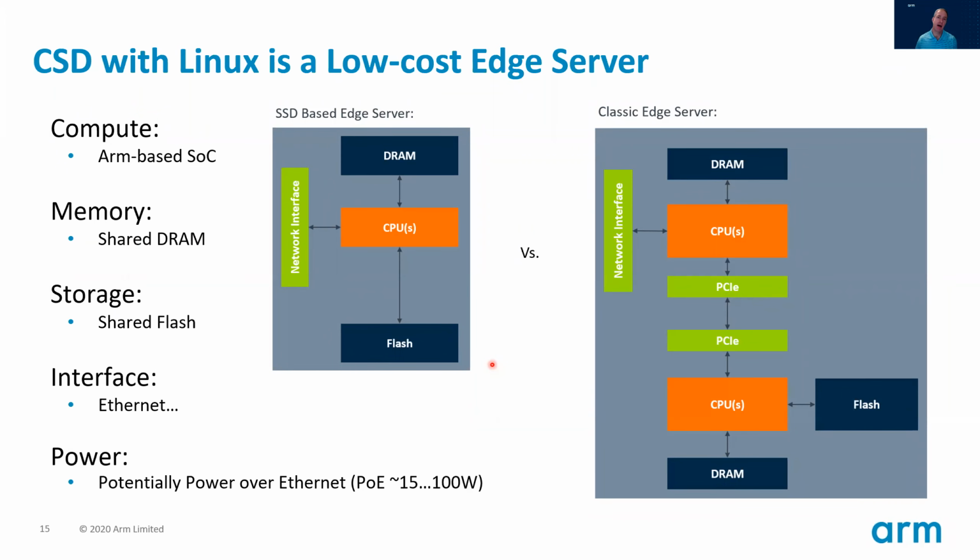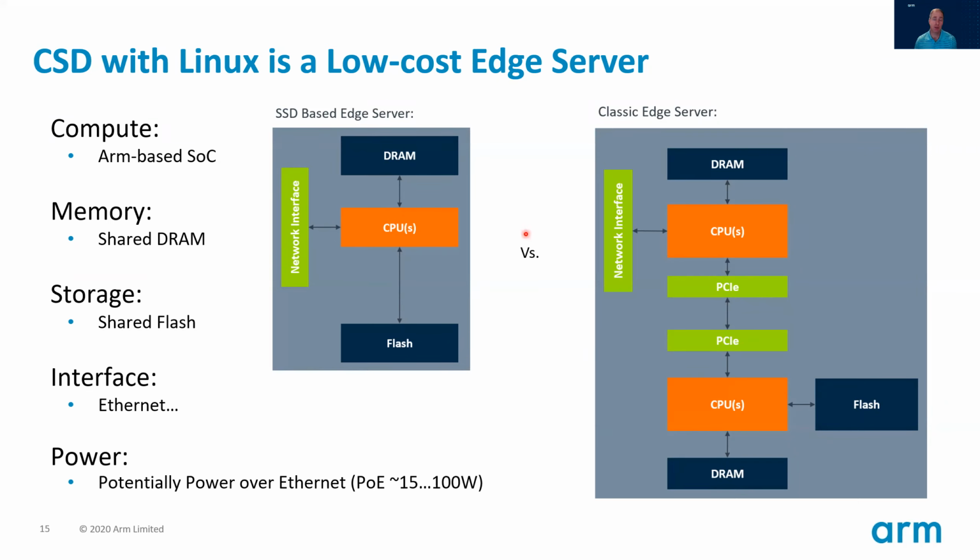And so if we step back and say, what have we created? I would suggest we've really just created a low-cost edge server. If we look at this picture over here on the right-hand side, it's an edge server with an SSD connected to it. So here's our edge server: PCIe, CPU, DRAM, and a network interface. And then this PCIe, flash, CPU, DRAM, that's our SSD. Well, we've now deployed Linux on those CPUs.